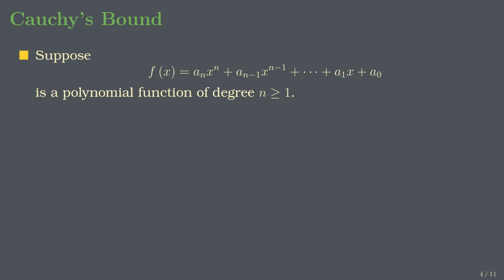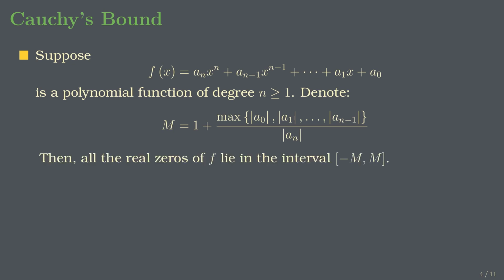So given a polynomial function f(x) with coefficients a_n, a_(n-1), etc., down to a_0, denote by m the number 1 plus the quotient of the maximum of the absolute values of the coefficients a_0 up to a_(n-1) over the absolute value of the leading coefficient a_n. Then all the zeros of f lie in the interval from minus m to m.